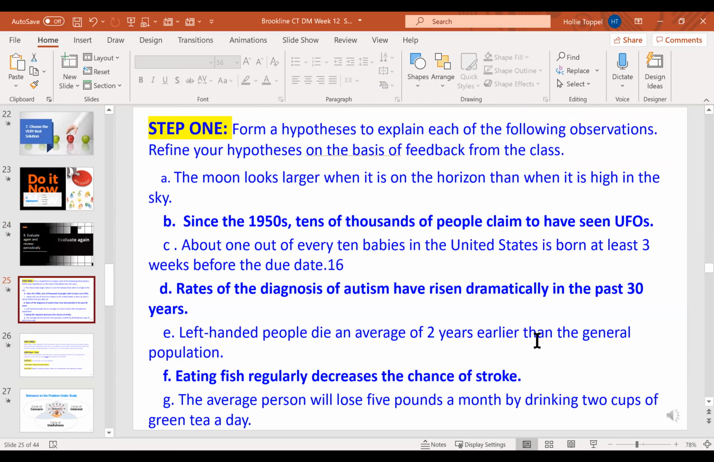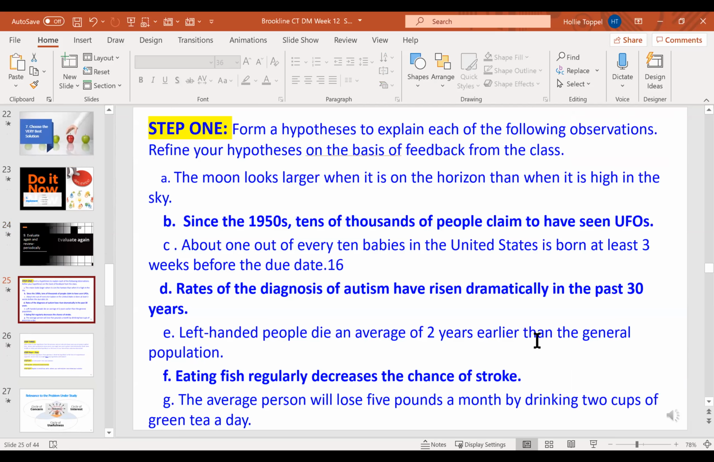So here's, if you were in my class, you would take some of this time out and you would talk about why the moon looks larger when it's on the horizon than when it is high in the sky. And how come tens of thousands of people since the 1950s say they've seen UFOs.